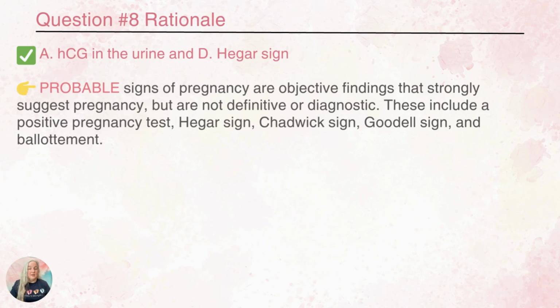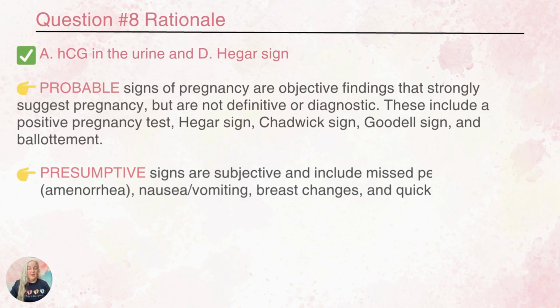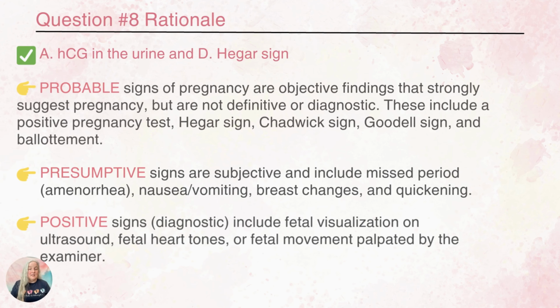And that's what the rationale says. HCG in the urine and Hegar sign are probable signs of pregnancy. Our presumptive signs are going to be our missed period, our nausea and vomiting, our breast changes and quickening, and our positive signs are our truly diagnostic signs that come from the fetus. So being able to see the baby, hear the baby, or feel the baby.